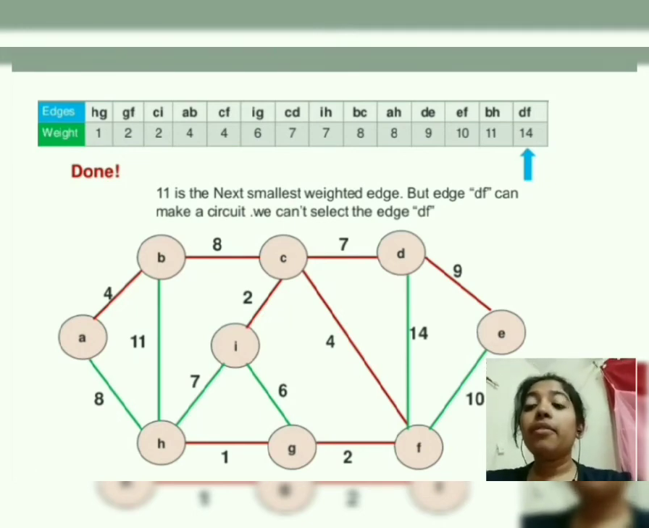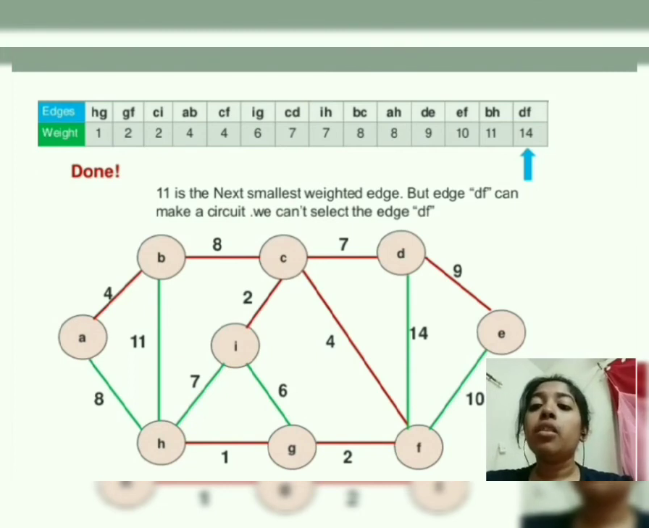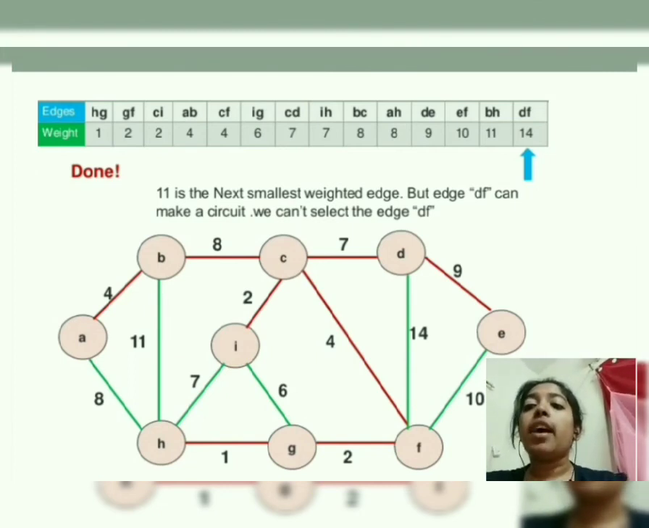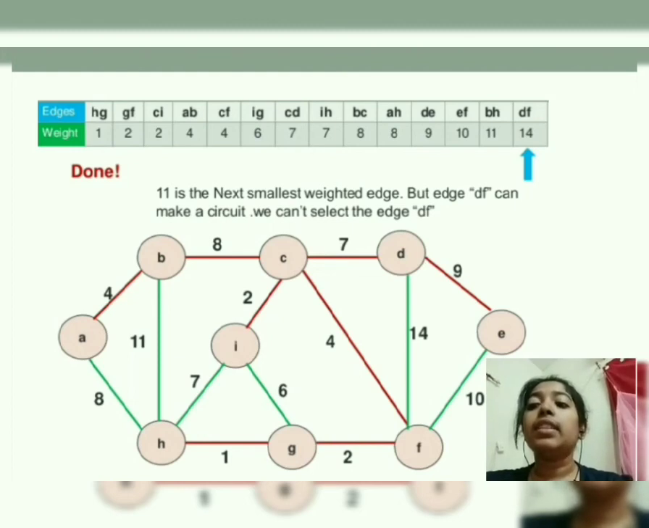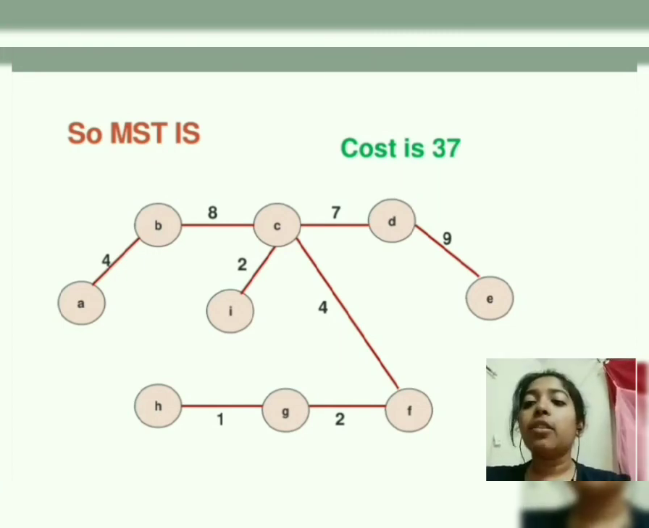So now I have highlighted the selected edges with red color and the unselected edges are with green color. So we'll redraw the graph using only the selected edges and discard the unselected edges. So it will give us a minimum spanning tree like this, and this is our minimum spanning tree from the given graph, and the minimum cost is 37, which can be calculated by adding all the weights of the edges.